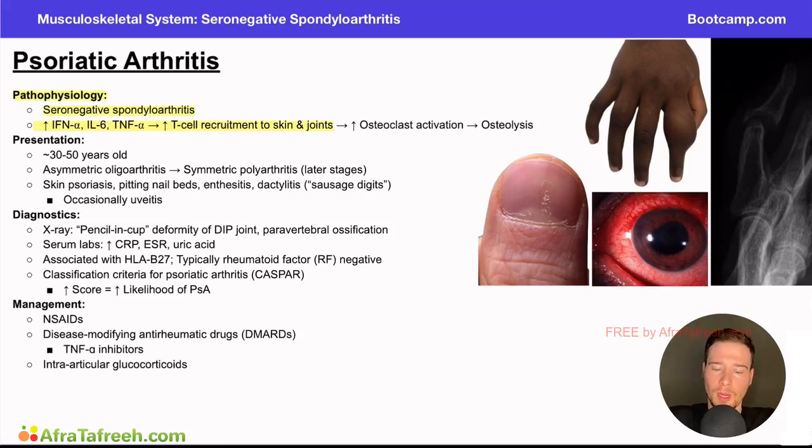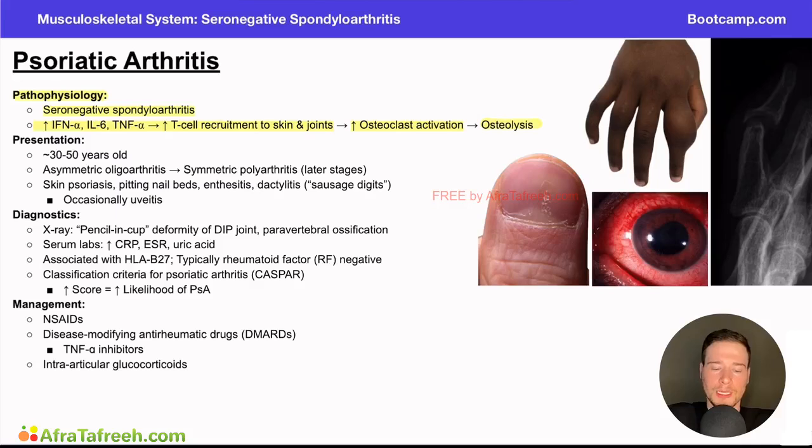This is going to lead to increased T cell recruitment. And what's that going to do? Well, it's going to lead to increased osteoclast activation and ultimately osteolysis of the joints. What that means is the destruction is going to occur. Osteolysis is destroying of the bone. And so the body's overabundance or overproduction of inflammatory markers essentially leaves the body to destroy itself.